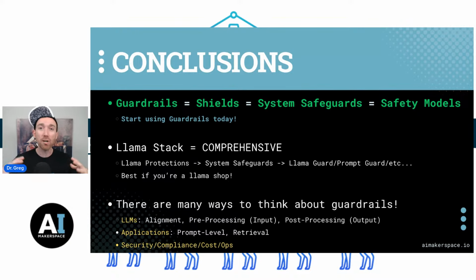Llama Guard, Prompt Guard, and the other specific models we saw are subsets of the System Safeguards. If you're a Llama shop, maybe go ahead and pick those up. But otherwise, start playing with the Guardrails model today, like Llama Guard or NVIDIA's NeMo Guardrails model.